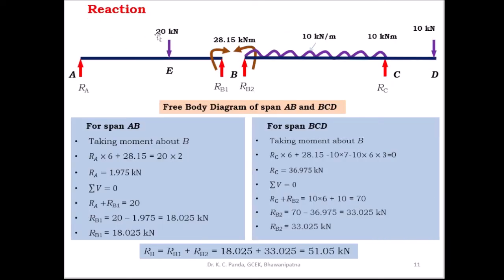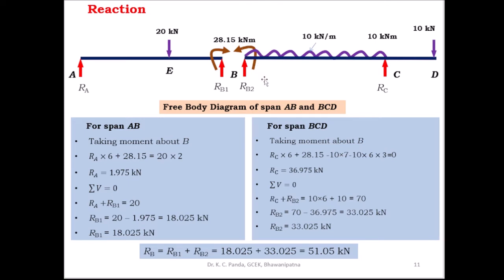Then find the reactions by taking the load and the moment separately for the individual spans. For span AB, the load is given and the moment you got is 28.15 kilonewton meter. Similarly for span BCD, you have to take the UDL of 10 kilonewton per meter on span BC, and there is one point load at the end of the beam, at point D, that is 10 kilonewton, and the moment you got is 28.15 kilonewton meter.